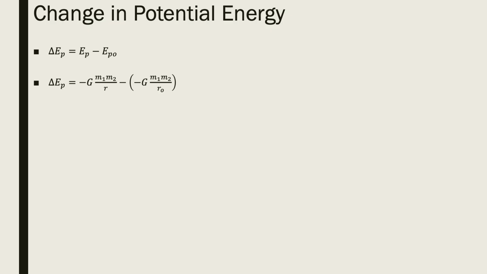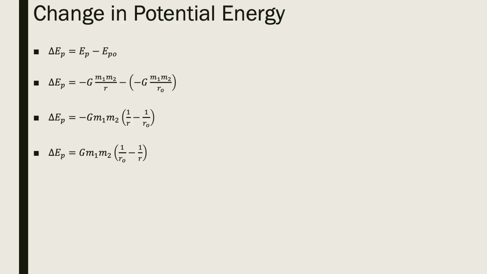Now you'll notice that for both parts of this, the only difference is our R value. So we can factor out the negative G M1 M2. When we do that, that gives us negative G M1 M2 times 1 over R minus 1 over R naught. Now if we want to get rid of the negative in front, we could just multiply it into those fractions, and we can also get G M1 M2 times 1 over R naught minus 1 over R.